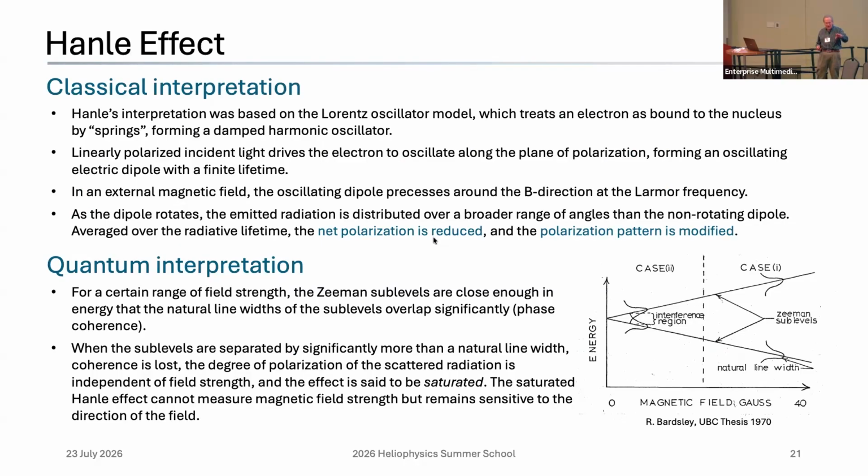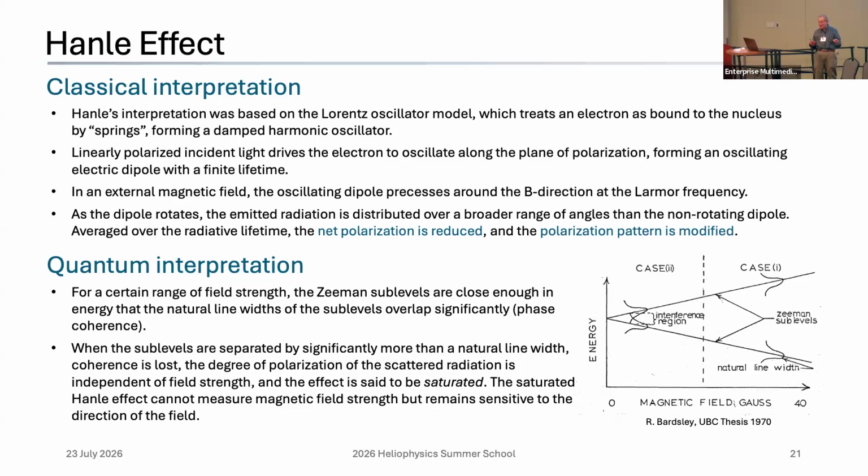The only thing I'll say about it in terms of what it is and why it operates in a certain range is this. Remember that there are these Zeeman split levels. If these levels are not very far split, in fact, they are split by less than the natural line width. The natural line width, remember, is something that's determined by the lifetime of the state, right? It's the uncertainty principle.